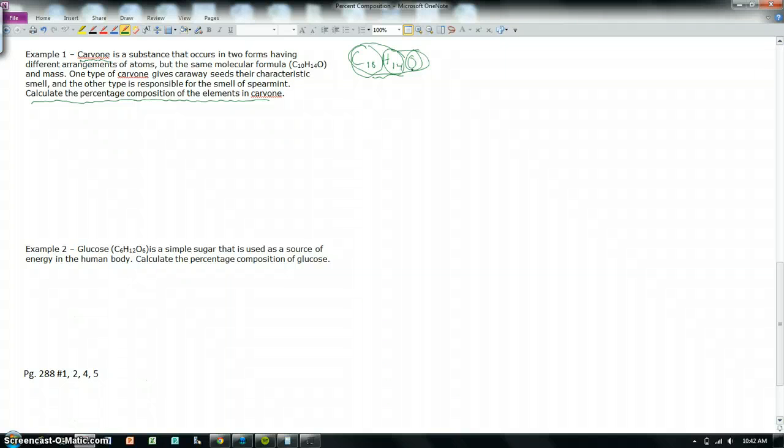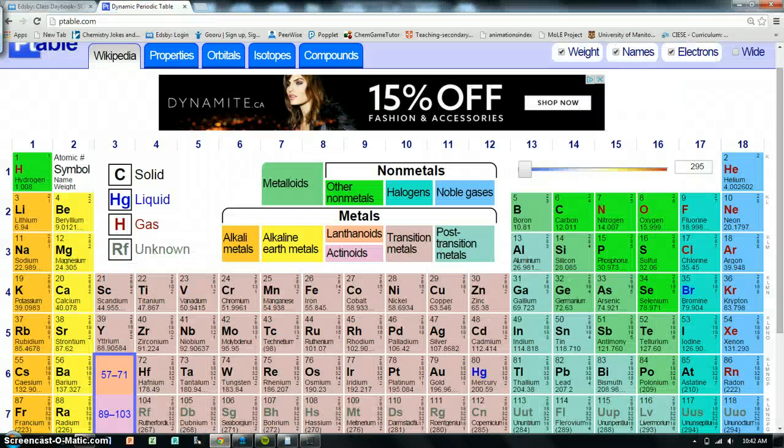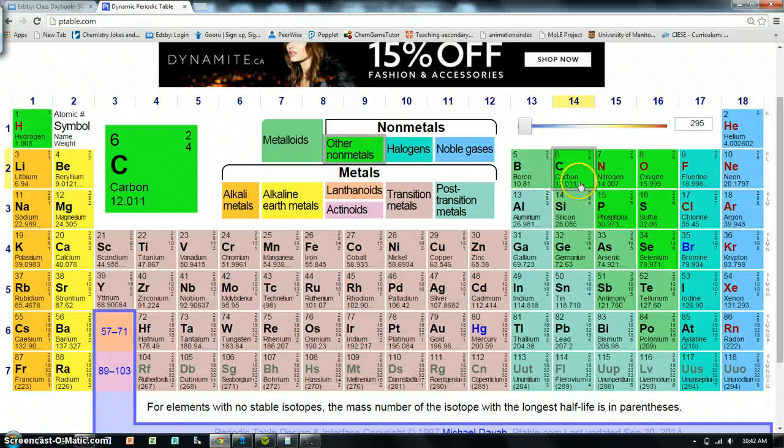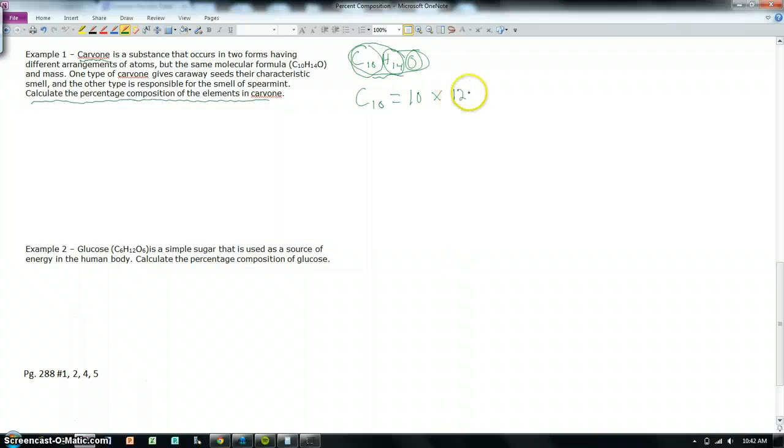Okay, so the first thing we need to do is figure out that overall mass. Let's look at carbon. There are 10 carbons here. So to calculate the mass of carbon in one molecule of this compound, we're going to take the number 10 and multiply it by the molar mass of carbon. If you look at the periodic table, carbon has a molar mass of 12.01. So we'll multiply 10 by 12.01, which gives us a mass of 120.1 grams per mole.